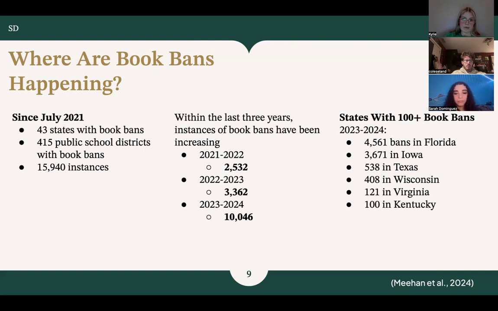And then states with 100 plus book bans in the 2023-2024 school year are Florida with over 4,500 bans, Iowa with over 3,600 bans, Texas with over 500 bans, Wisconsin with more than 400 bans, Virginia with more than 100 bans, and then Kentucky with 100 bans.